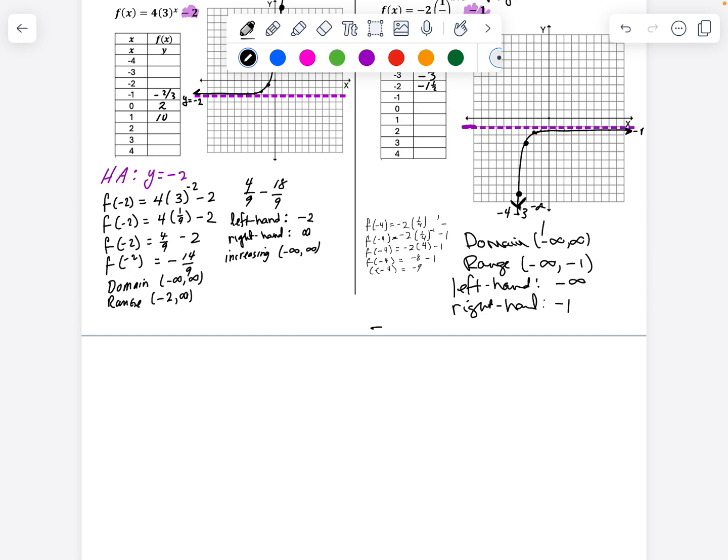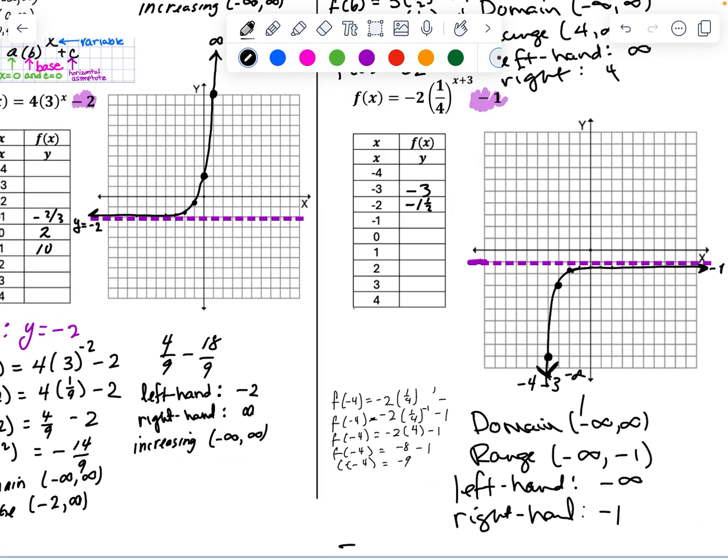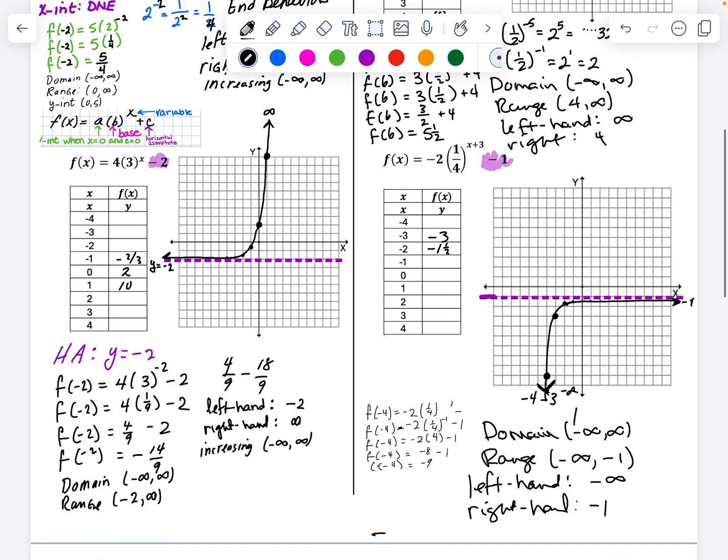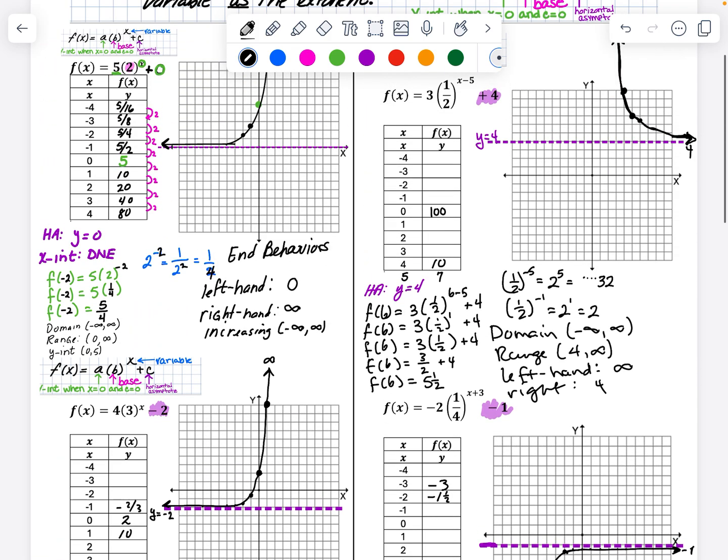And the reason it's flipped over is because its leader was negative, and when we did translations, that flips them upside down. The plus 3 in the exponent moves it to the left 3 places, and the minus 1 drops the graph 1 place. So it all works. You can obviously put these in the calculator.